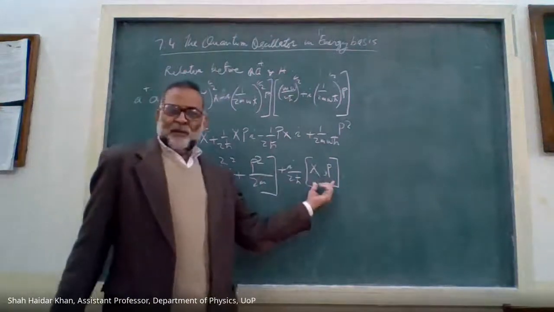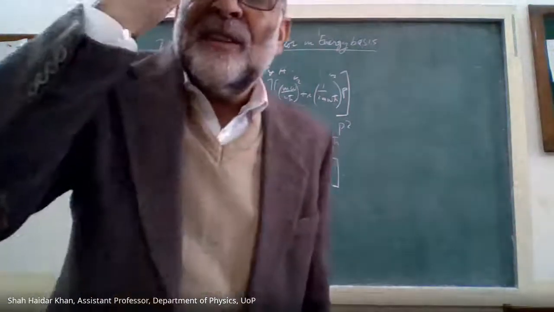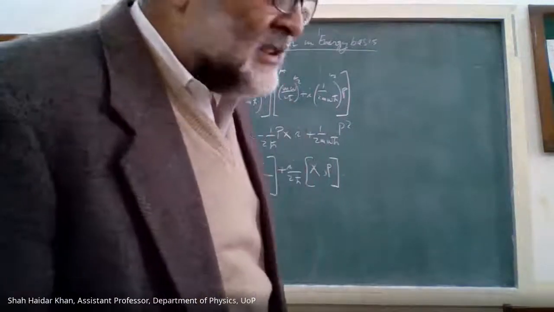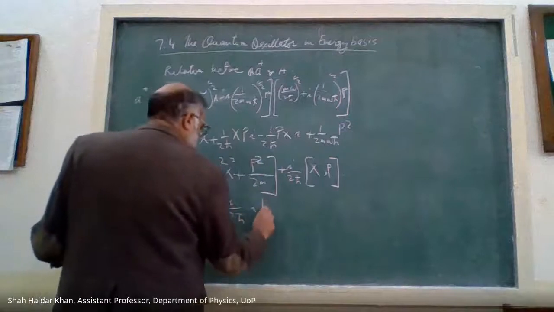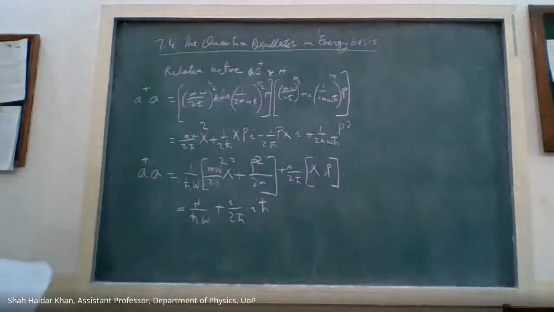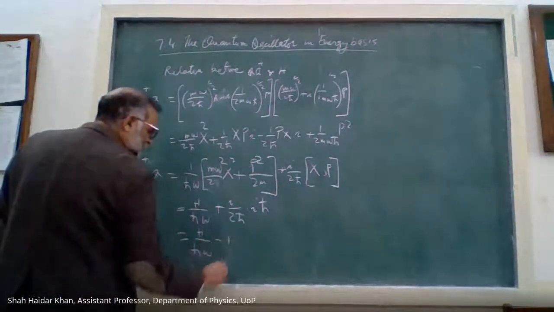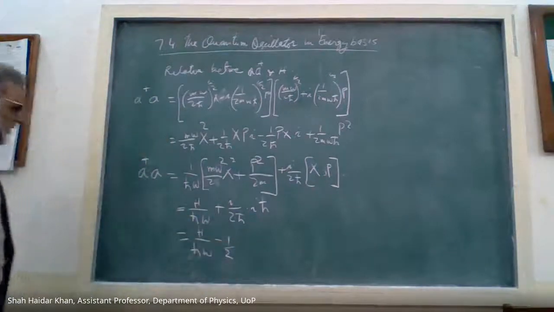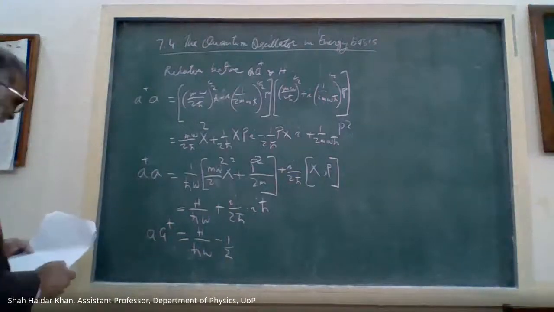And what is the commutator of x and p? Does anybody remember? Aftab? Yes, sir. This is h over 2 pi, so it is i h cut. That is the commutator of x and p. So that is equal to H over h cut omega, minus one half. So A dagger A is equal to this thing, right?